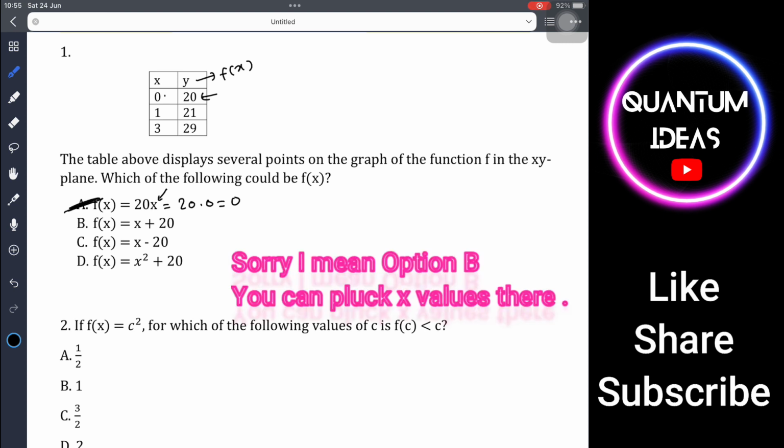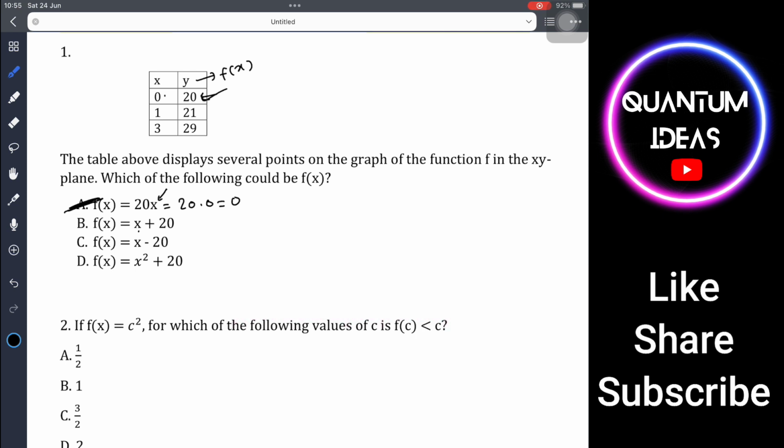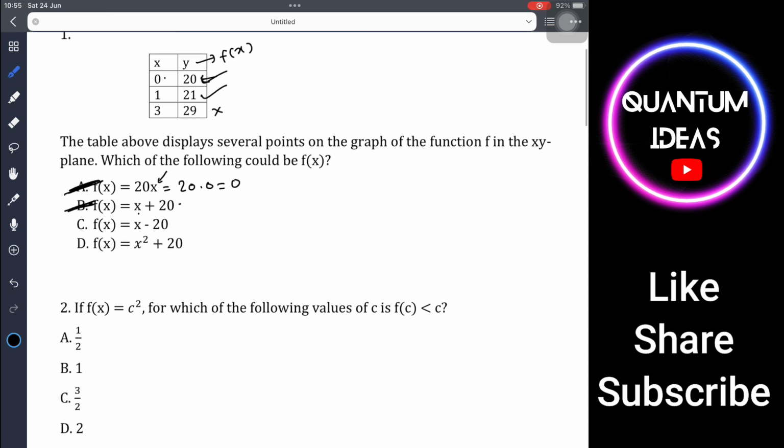Okay, let's see number 2. If I plug the value of x as 0, we get 20, right? This is true. If I use the value 1, 1 plus 20 is 21, this is also true. If x is 3, this becomes 23, but the third condition is not satisfied, so this is not the answer.